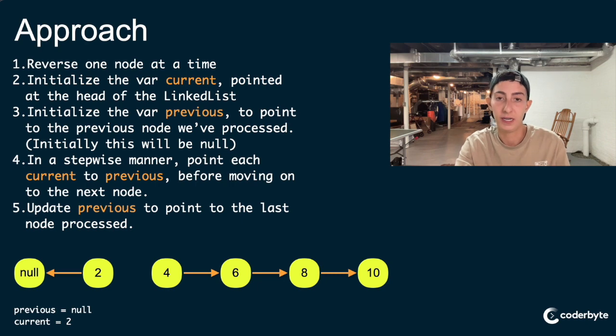So what was 2 pointed to? 4. So our next node we're going to is 4. So our next current will be 4.